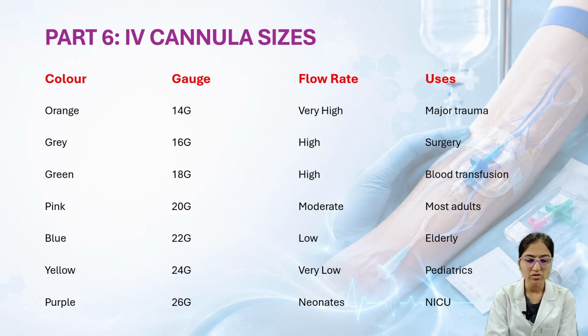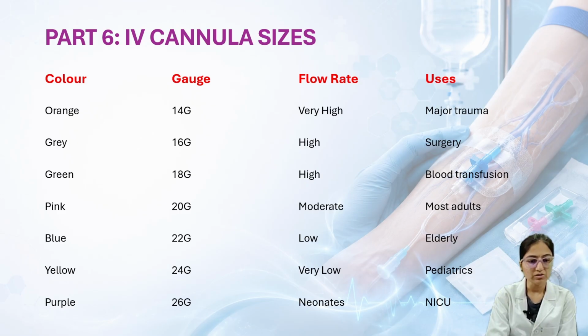First color is orange. Gauge is 14. Flow rate is very high. This is used in major trauma. Second, gray, 16 gauge, flow rate is high, used in surgery. Next, green, 18 gauge, high flow rate, used for blood transfusion. Next, pink, 20 gauge. Flow rate is moderate, and it is used mostly in adults.